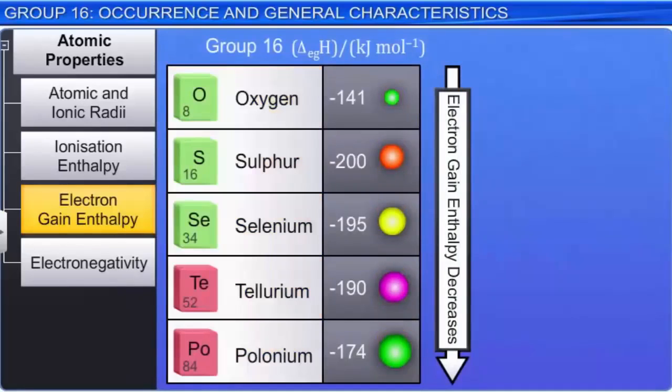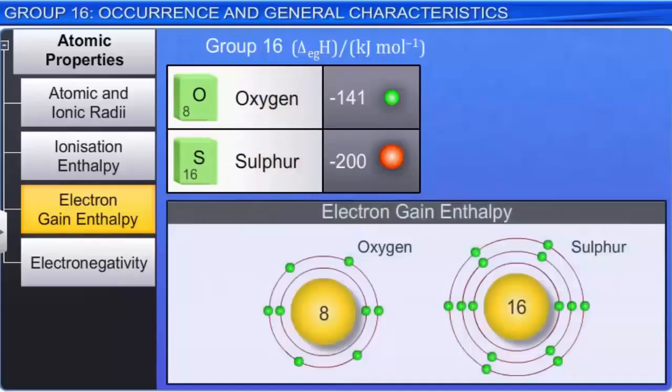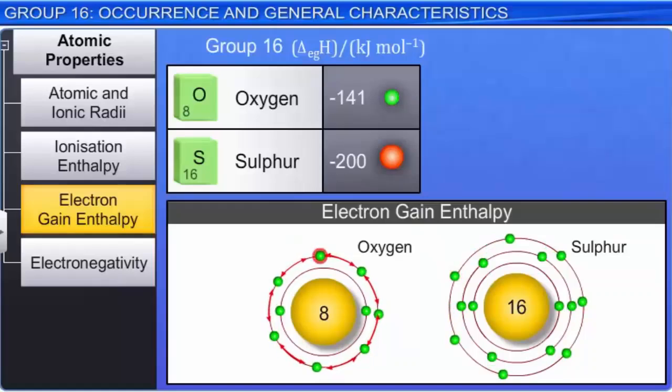However, note that the oxygen atom has a less negative electron gain enthalpy than sulfur. This is because oxygen, due to its compact nature, experiences more repulsion between the electrons already present and the incoming electron. Due to these electron-electron repulsions, an oxygen atom has lesser tendency than a sulfur atom to accept the extra electron.